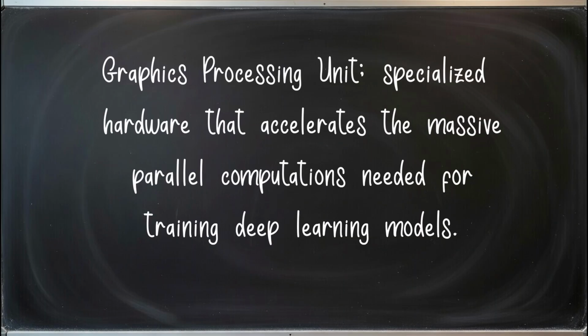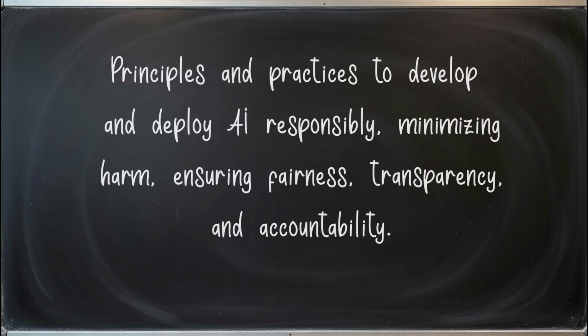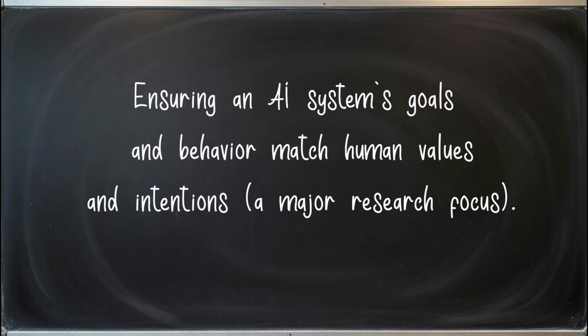GPU. Graphics Processing Unit, specialized hardware that accelerates the massive parallel computations needed for training deep learning models. Ethical AI. Principles and practices to develop and deploy AI responsibly, minimizing harm, ensuring fairness, transparency, and accountability. AI Alignment. Ensuring an AI system's goals and behavior match human values and intentions, a major research focus.